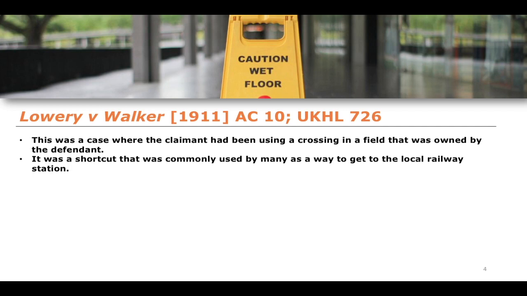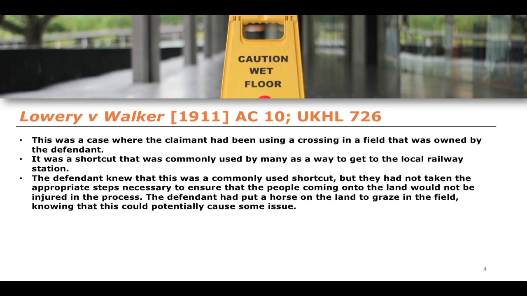So it wasn't just the claimant who had been using this crossing in the field in order to reach the other side to get to a local railway station, but it was a commonly used shortcut that was used by many other individuals as well. Now, in addition to it being a commonly used shortcut that the claimant would have occasionally utilised, it was also something that the defendant knew was a commonly used shortcut. And even though they knew it was a commonly used shortcut, they did not take necessary appropriate steps to ensure that people coming onto that land would not be injured in the process.